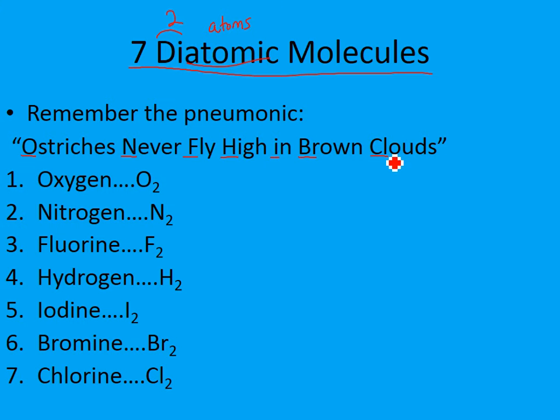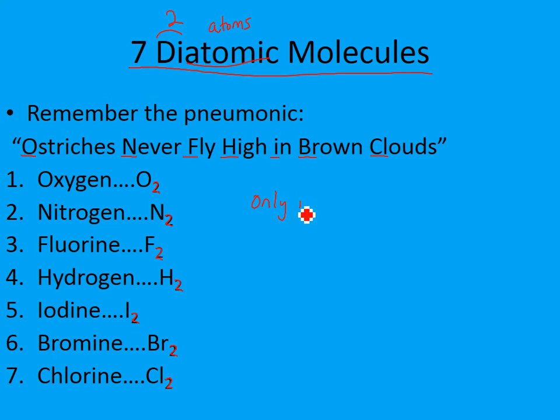So whenever you see these 7 elements in a word equation, what do you got to do? You got to put a little subscript 2 next to them. Only if they're by themselves, okay? Only if they are by themselves. If they are in a compound, this does not apply. But if they are by themselves, then you need to put a little subscript 2 because they will always exist as diatomic molecules.